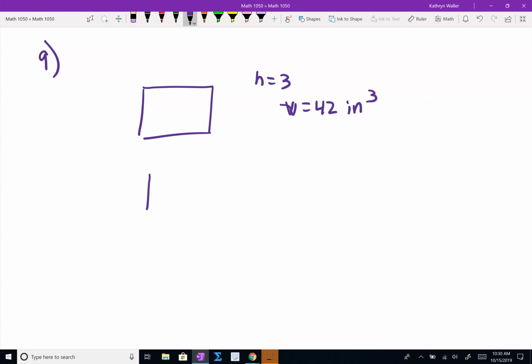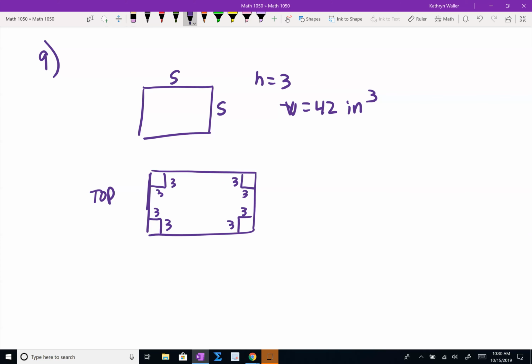So here's what the top is going to look like. You're going to go like this, and you're going to cut 3 inches like this. So this is the lid. So it's going to be like that. Okay, and then you're going to fold them down, and that's how you make your lid. What should the dimensions of the original flat piece of cardboard be? Okay, so it's square bottomed. So I'm going to call this side S and that side S.